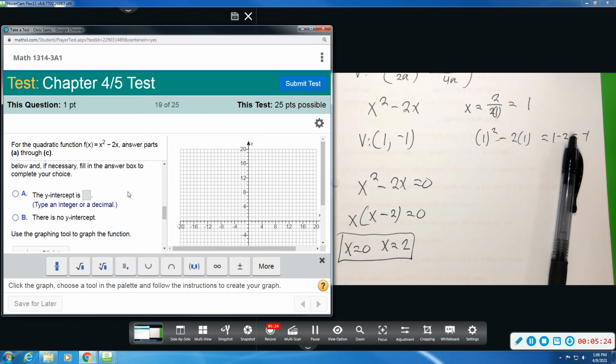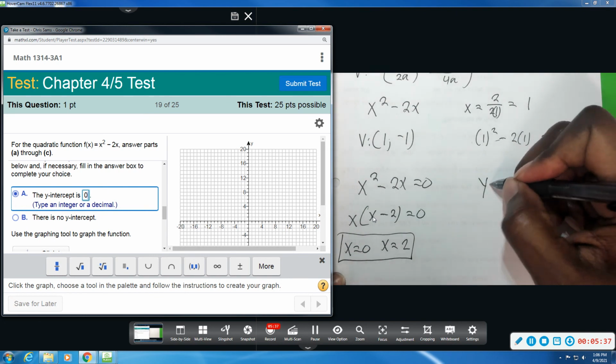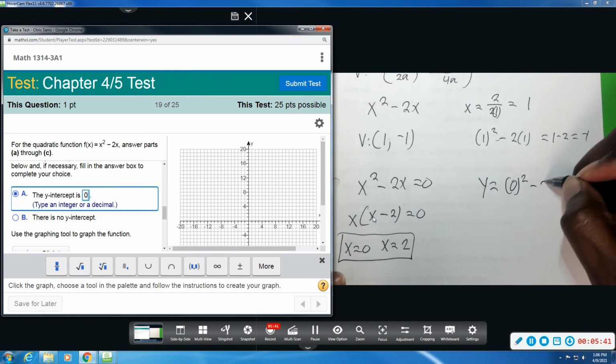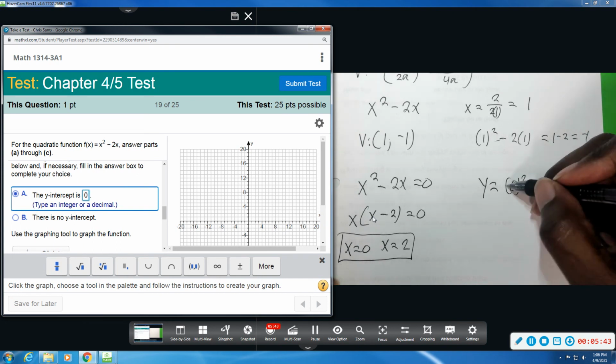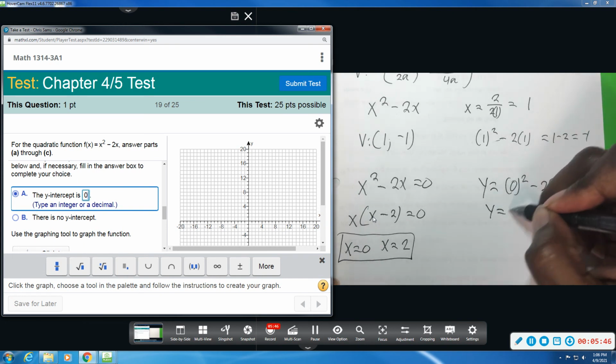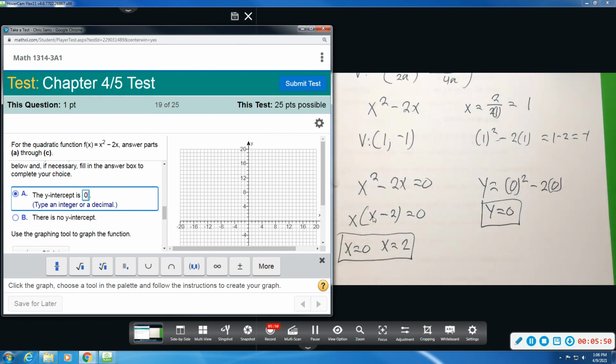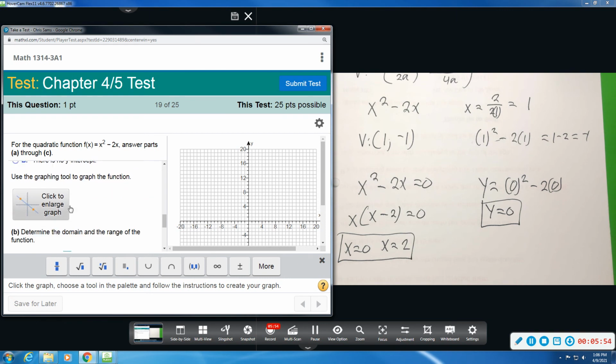All right, the y-intercept. If you would just plug in a 0 for the x's, you would get 0. So the y-intercept is 0. Just remember, familiar thing we've done, just plug in zeros. So y equals 0 squared minus 2 times 0, and all of this would just give you y equals 0. So that's how you get your y-intercept of 0. Okay, so I think all of this is still part A. Okay, so we're done with part A now.